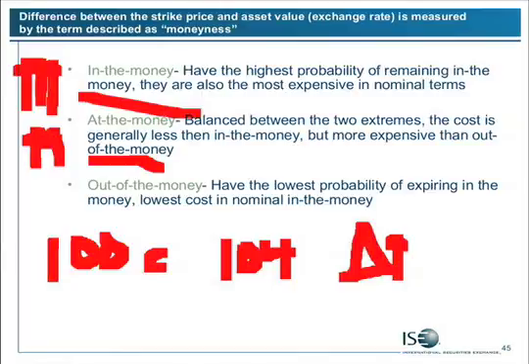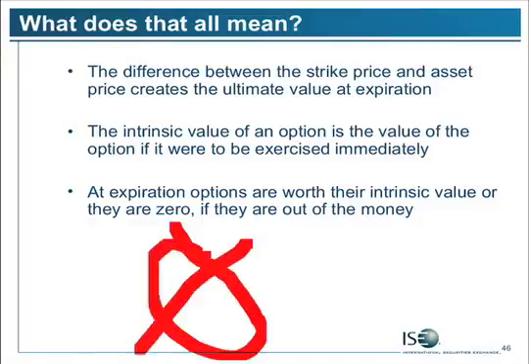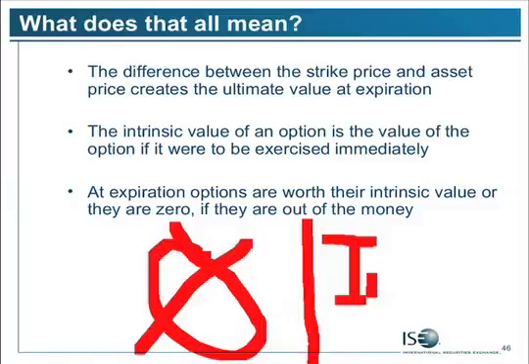What does it all mean? Remember, at expiration, the difference between your strike price and your asset price is going to create the ultimate value. The options at expiration are either going to be worth the big zero, or they're going to be worth what I call intrinsic. And again, what's the intrinsic value? Let's see if somebody can do the math. What's the intrinsic value of the 100 call with CDD right now?